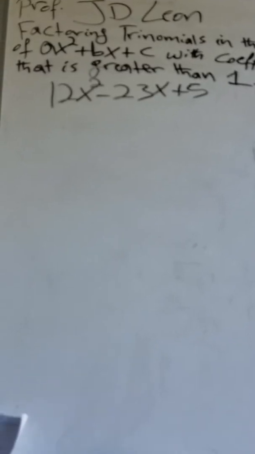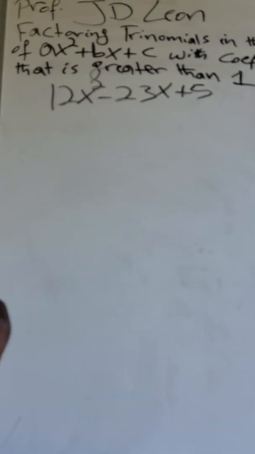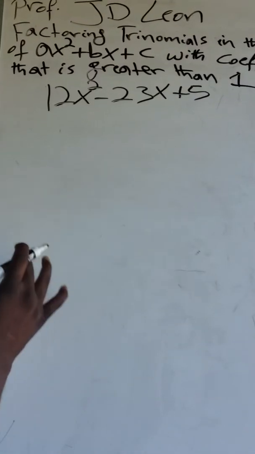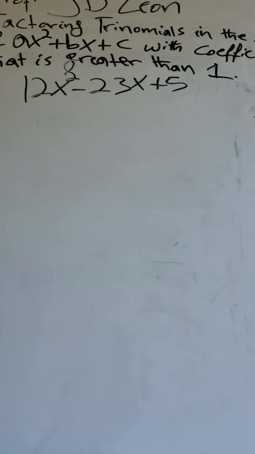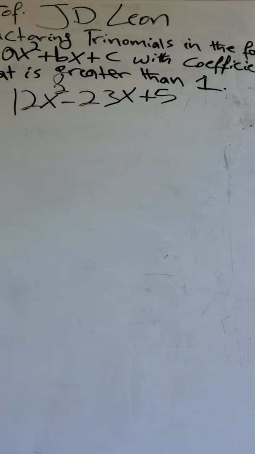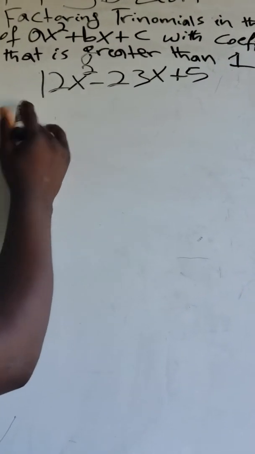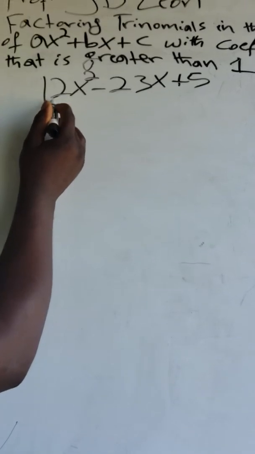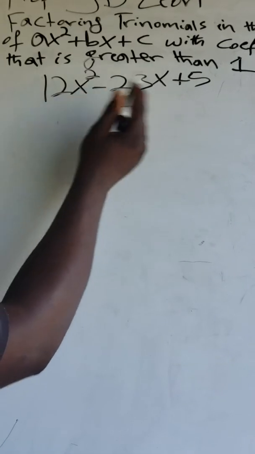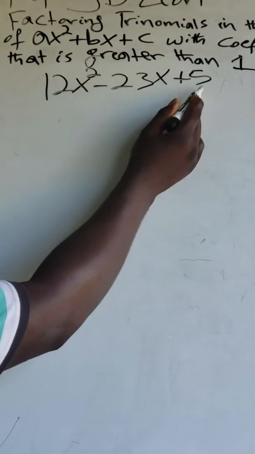All right, guys. So the second method that we are going to cover is what is called either the change to grouping method or the AC method. The reason why it's called the AC method is because you're going to multiply the coefficient of the first term, or the A term, times the C term.